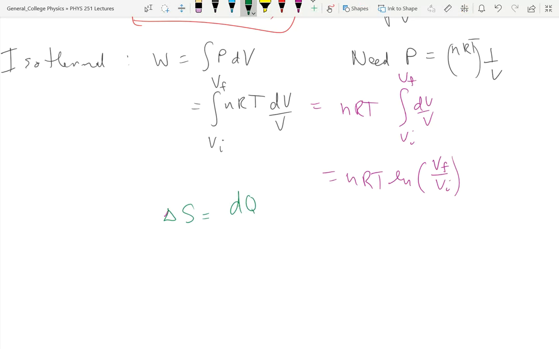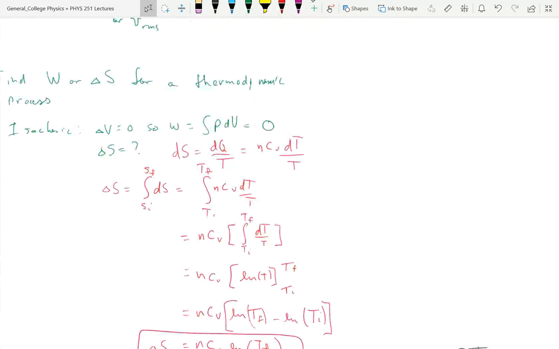Going back to what Nathan told us, that's dq over T. If it's isothermal, what is dq? That would be adiabatic. Adiabatic is heat is 0. Isothermal is the temperature is constant. If the temperature is constant, if it's an ideal gas, I think I have this.